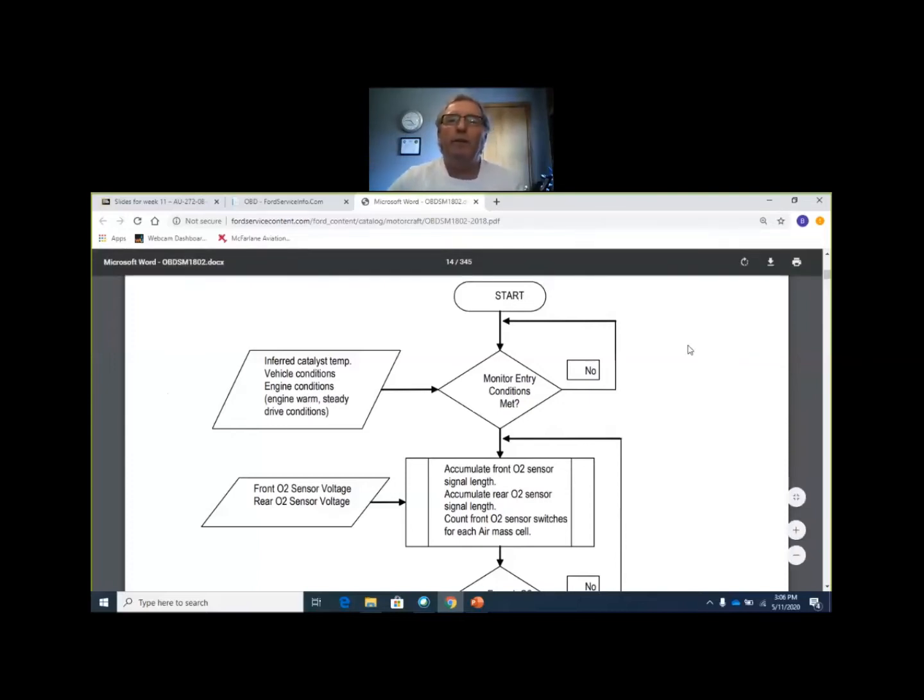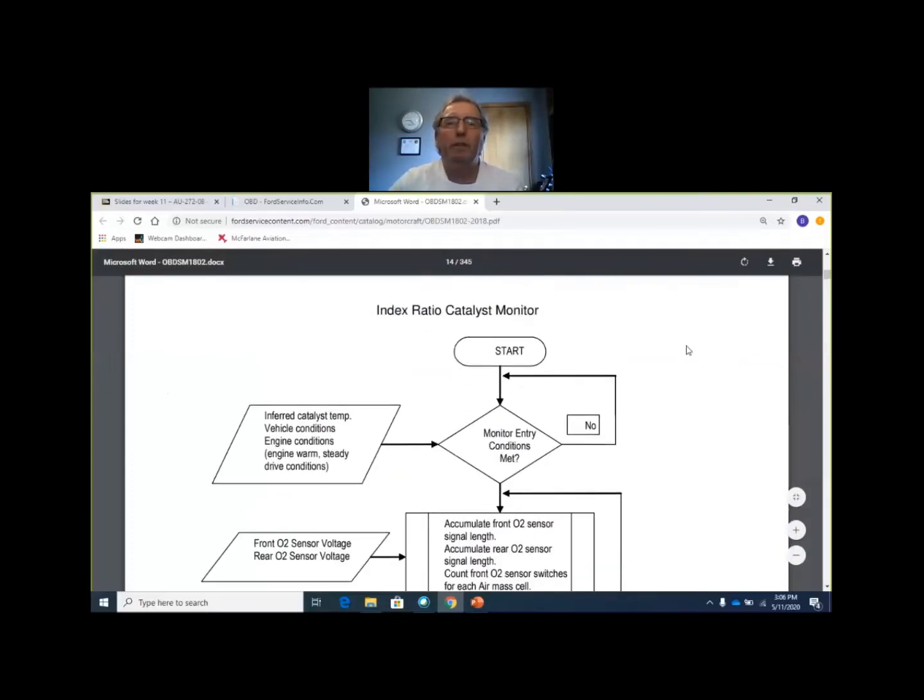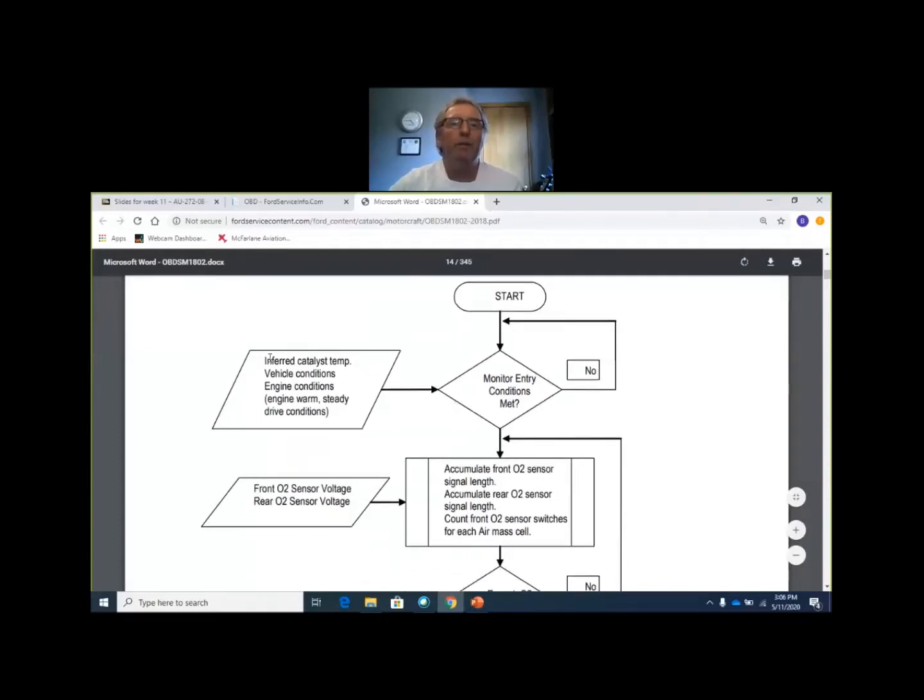So we'll start at the start. Always a good place to begin. And the first decision box here: have the monitor entry conditions been met? If the answer is no, well, we go back around and we're going to loop like this for 100 years until the answer to this question is yes, right? So what are those entry conditions?